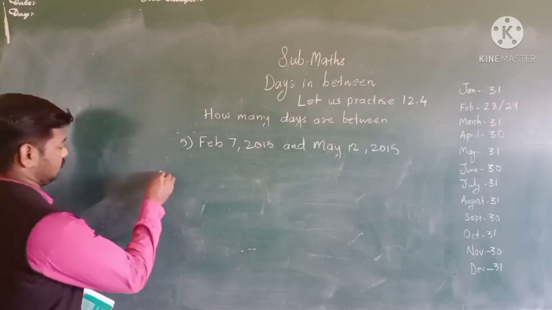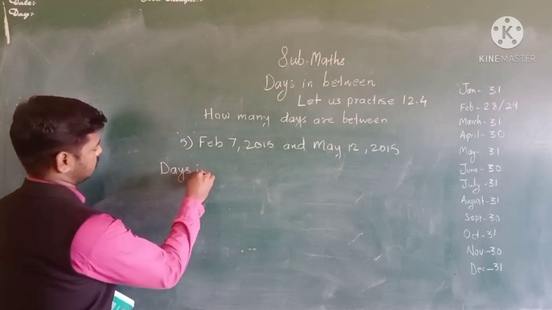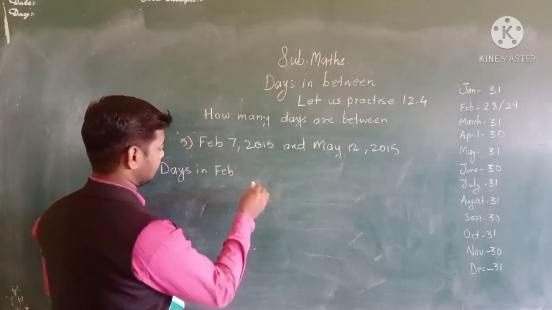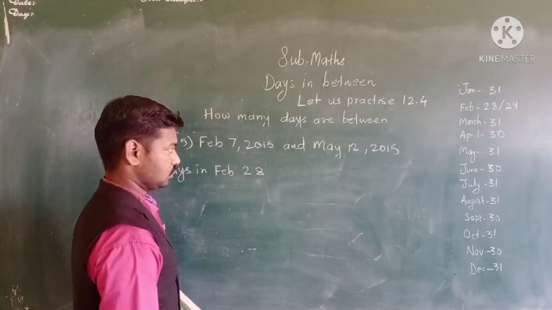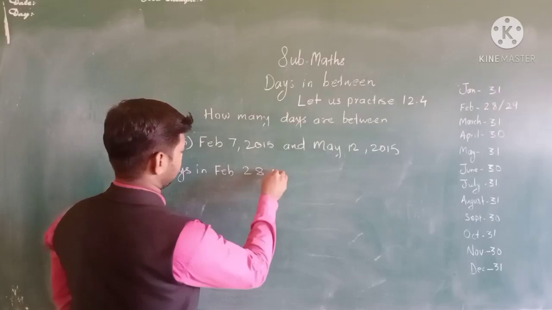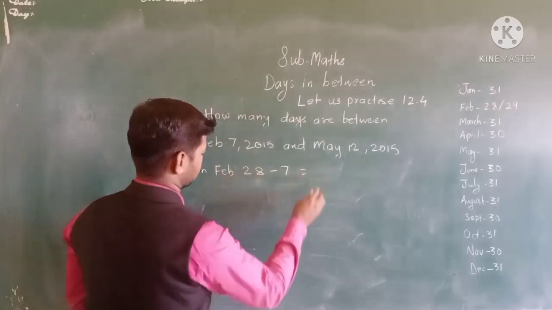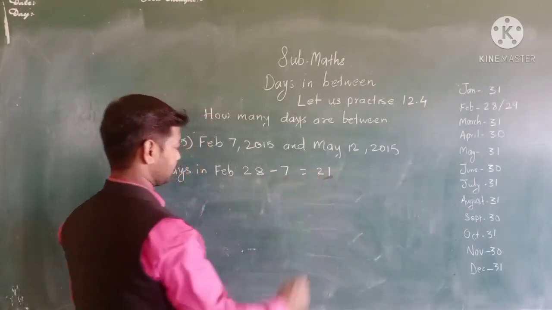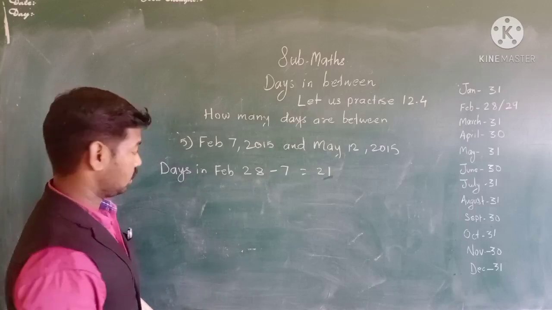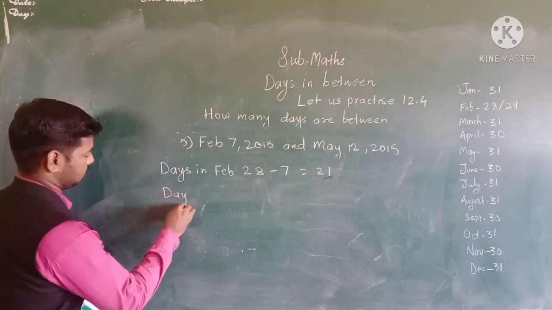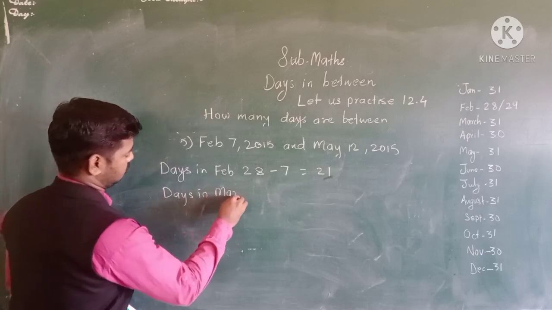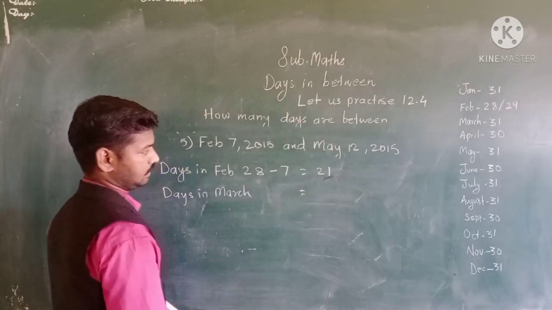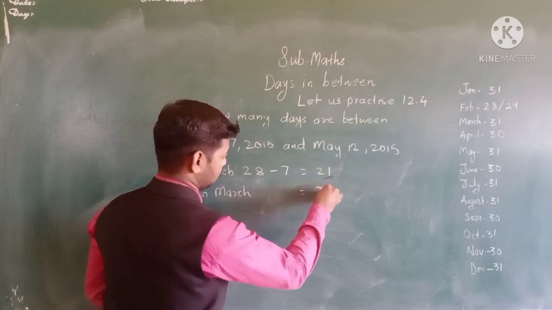So first we'll write days in February. Okay, so in total we will take 28 days because it is not a leap year. So from the 28 we will minus 7. So 28 minus 7 will be 21. Okay, then after February, March. So days in March. How many days are there in March? Correct. There are 31 days in March.